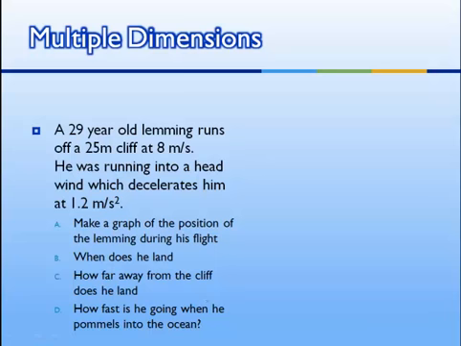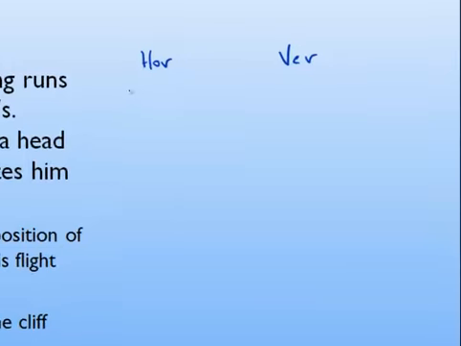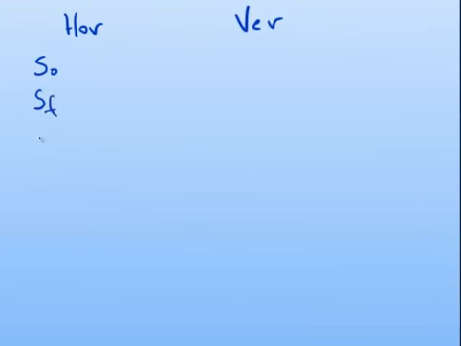Before we get started, let's make a list of the known quantities and any assumptions we might need to make. Remember that this is a multiple dimension problem, and so there are both horizontal and vertical quantities. Horizontally, we can say that the initial position is 0 and the final position is unknown. That's when he hits the water. We were told that the initial velocity is 8 meters per second. The final velocity is unknown. It's not going to be 8.